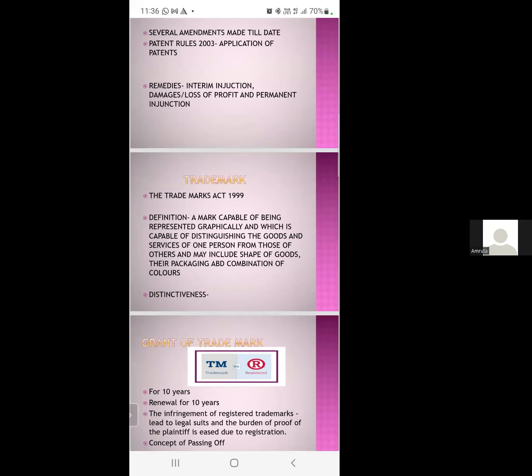The Trademark Act was enacted in 1999. Of course, there was the Trademark and Merchandise Marks Act of 1932 before this 1999 Act, which was a British era Act, and which was repealed, and this new Act came into the picture. The technical definition is a mark capable of being represented graphically, and which is capable of distinguishing the goods and services of one person from those of others, and may include the shape of goods, packaging, and combination of colors.